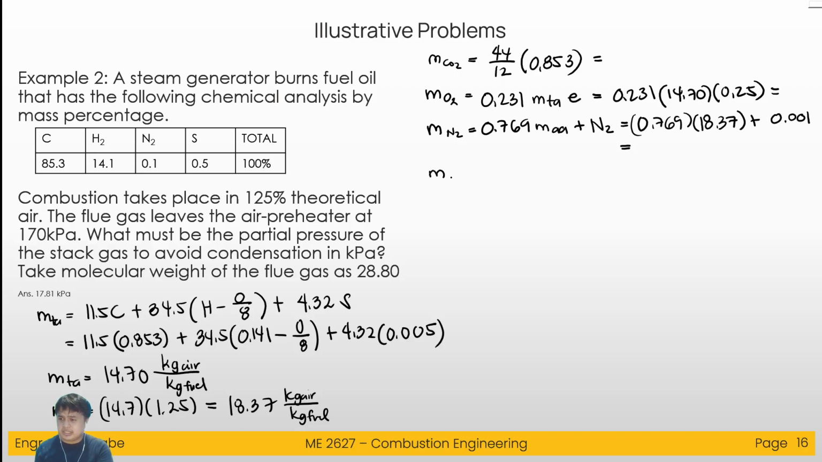And then lastly, we still have sulfur. So second to the last, you have the water vapor. You have 9H, and then you have the humidity times the mass of the actual air, plus the moisture. Since this is a liquid fuel, we don't have moisture, and we only have dry air, so zero again. Therefore, this will be just 9H, so 9 times 0.141.